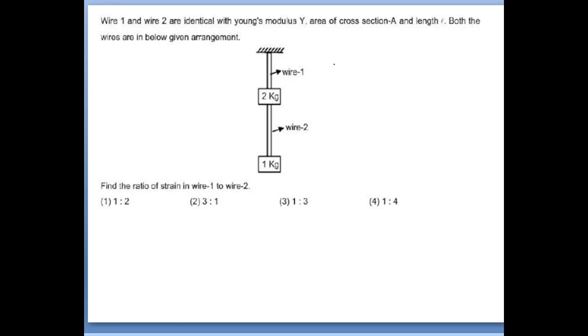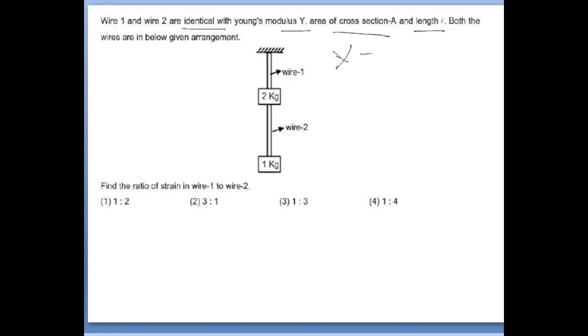So, a very easy question which you can solve very fast. He is saying that two wires have identical Young's modulus, so that is a constant. Area of cross section is also identical. Length is also identical. Both wires are in the given arrangement. So you have to find the ratio of strain.